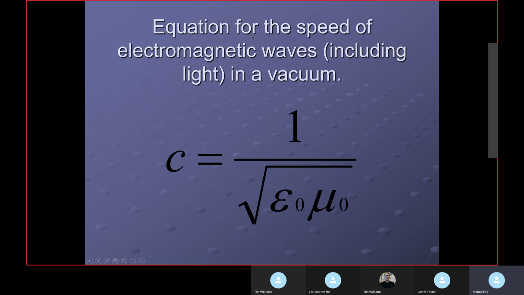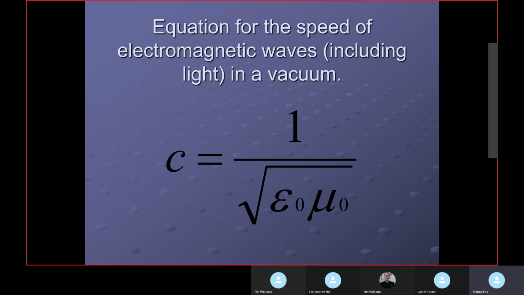But the speed of light in a vacuum or in space is thought to be a constant. We're going to show that that's not exactly true. It's 1 over the square root of epsilon sub 0 times mu sub 0, where 0 denotes a vacuum. Epsilon sub 0 is the electrostatic permittivity of a vacuum or space, and mu sub 0 is the electromagnetic permeability of a vacuum or space. That's your formula for it.